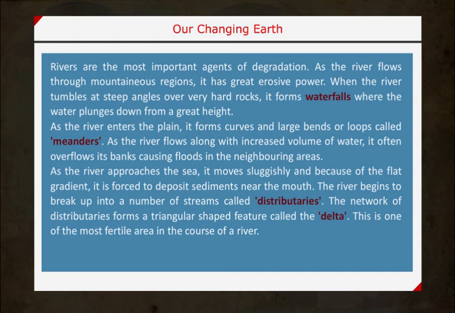As the river approaches the sea, it moves sluggishly, and because of the flat gradient, it is forced to deposit sediments near the mouth. The river begins to break up into a number of streams called distributaries. The network of distributaries forms a triangular shaped feature called the delta. This is one of the most fertile areas in the course of a river.